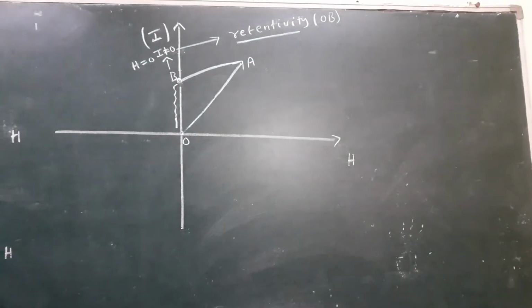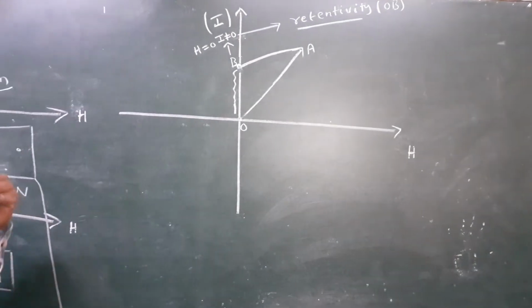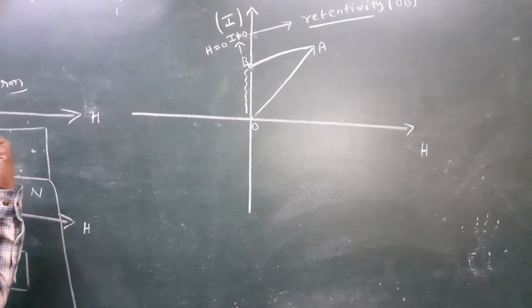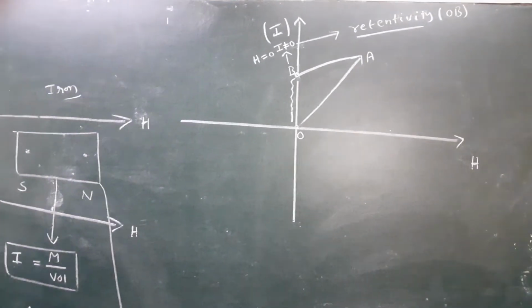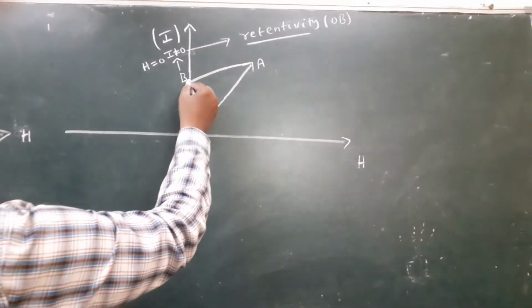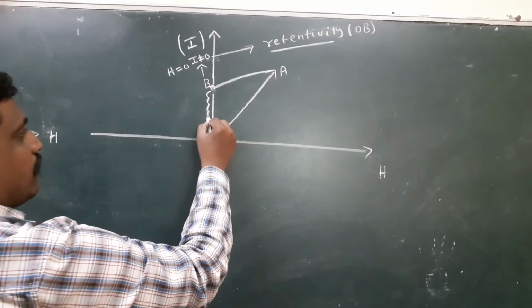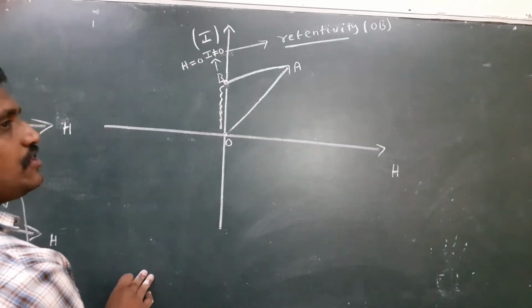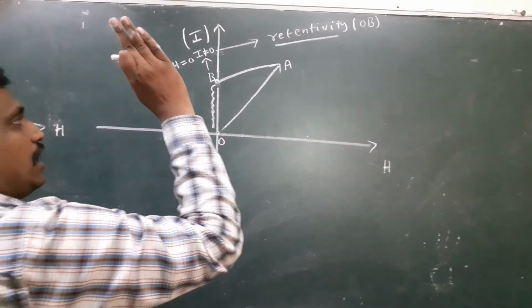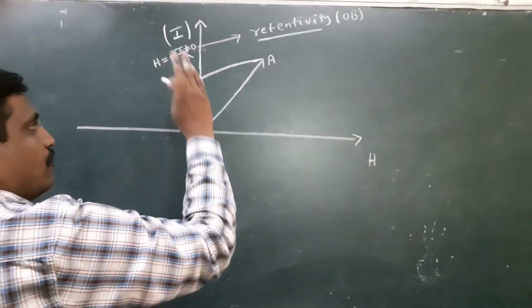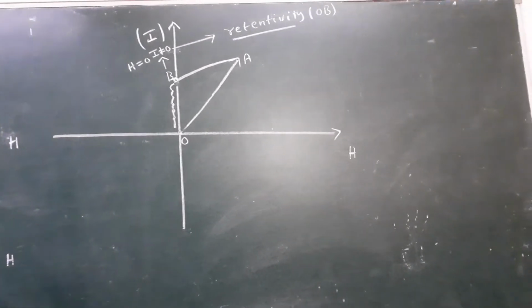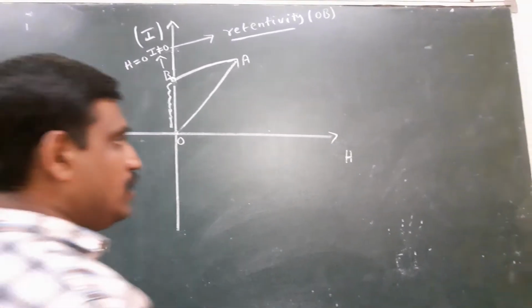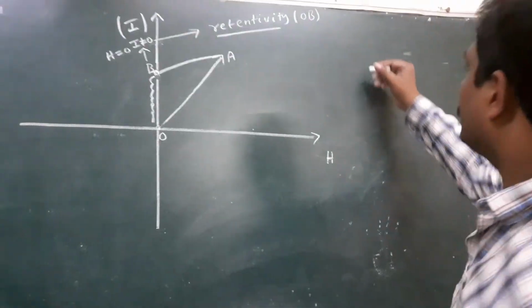Actually, I came because of H, but H is 0 and I is not 0. The value of OB, or the value of I at H becomes 0, is called retentivity. Here is one more point, nana.